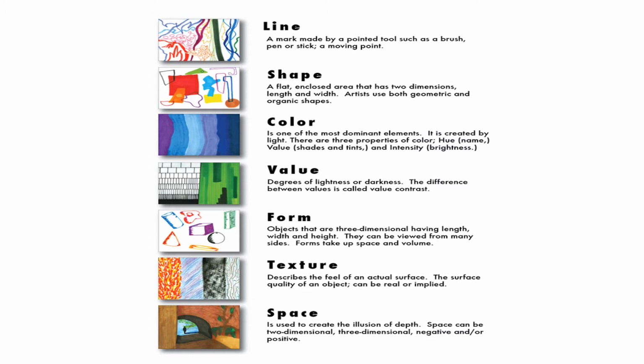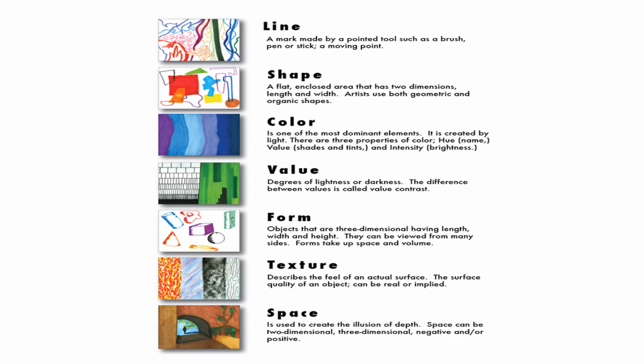Value we've already touched on. Value is how light or dark something is. And changing the light or the darkness in a color or in a piece of work is called contrast, or changing the contrast. Value can either be achieved by using lines creatively, or value can be achieved by making a darker or a lighter hue by adding in white or black.